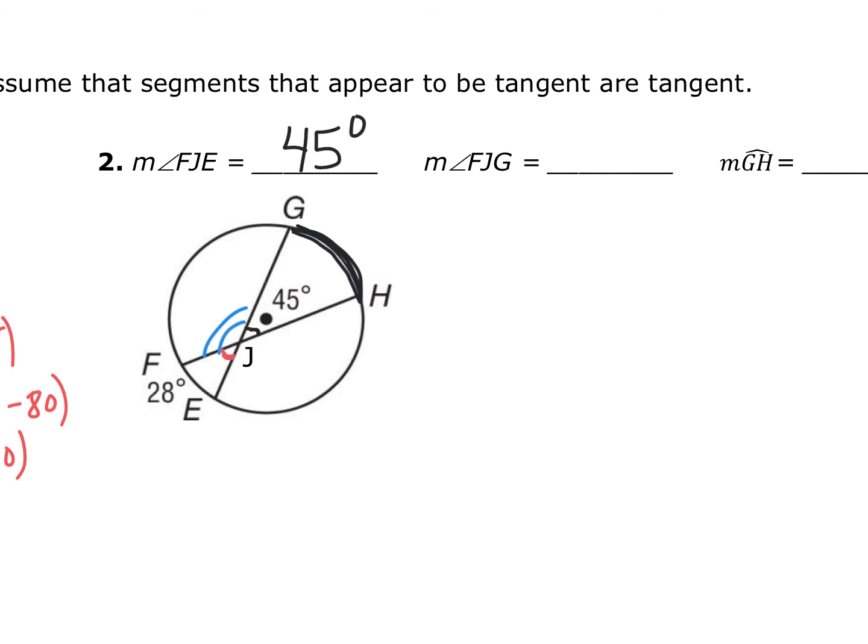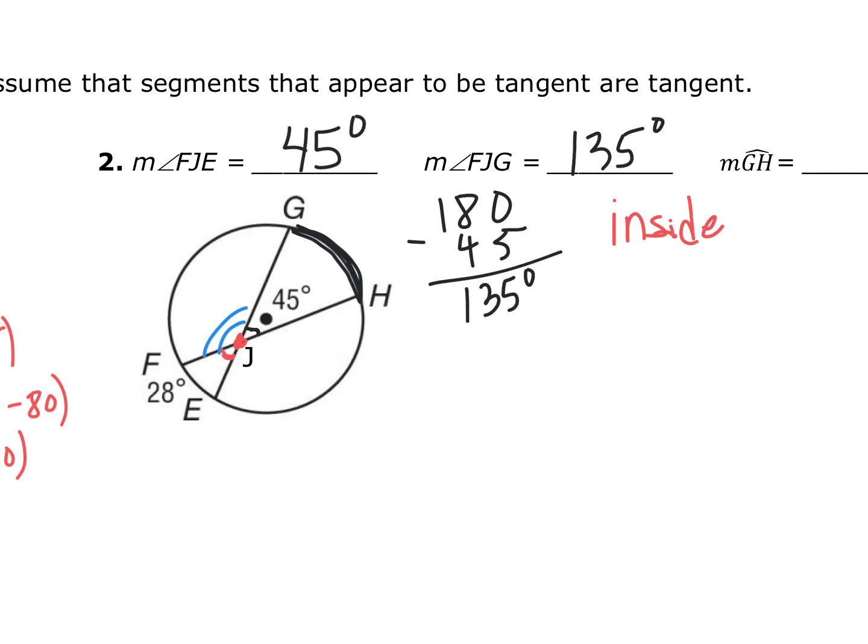All right, FJG is supplementary. So 180 minus 45 is 135 degrees. All right, now let's find our arc. So we have one arc, we need the other arc. Okay, so the vertex of our angles is in the circle. Okay, so inside.